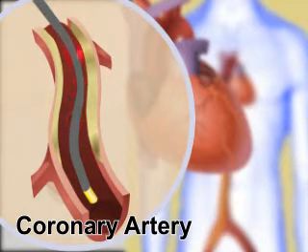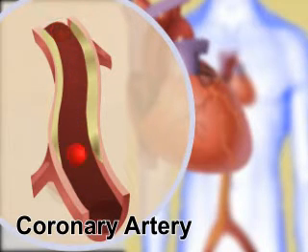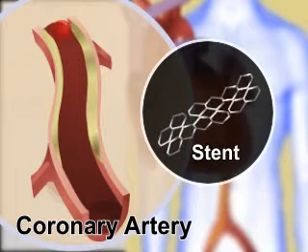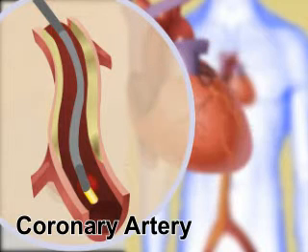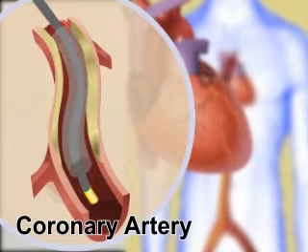Depending on the specifics of the blockage, the doctor may place a stent in the artery. It will look something like this. The stent is an expandable device that is mounted on a balloon catheter. The stent and balloon are advanced to the blockage area and the stent is expanded into place.